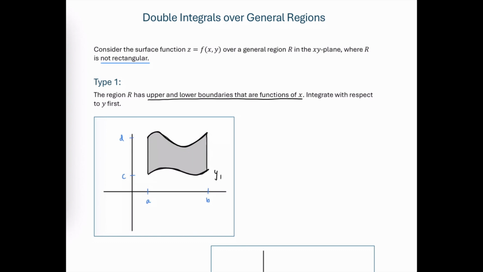Let's call this lower boundary y1, which is some function of x. We'll say f1 at x. And this upper limit, or the upper boundary, is another function of x. Let's call it f2 of x.